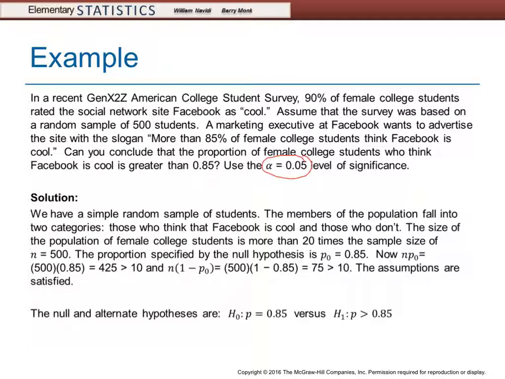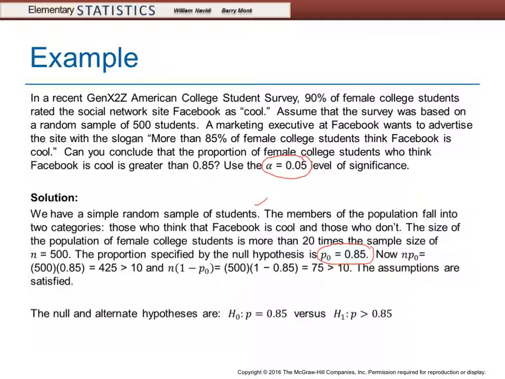So we have a simple random sample of students. We're looking at the assumptions right at the moment. The members of the population fall in two categories: one, that Facebook is cool, and those who do not. The size of the population of female students is more than 20 times the sample size, we hope, n is greater than 500. And the proportion specified by the null hypothesis, p0, is equal to 0.85.